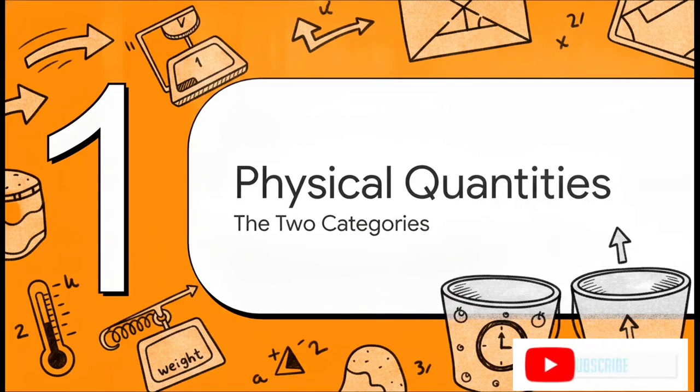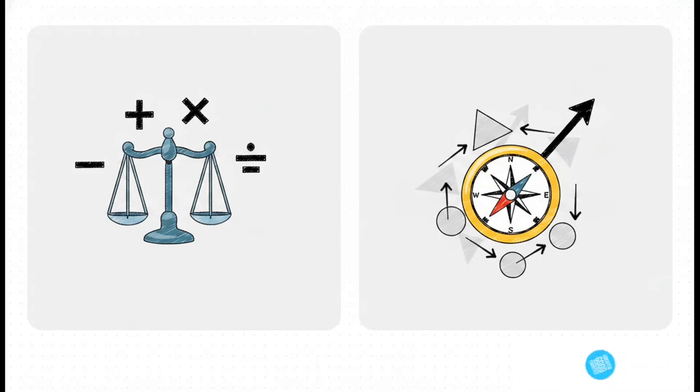All right, section 1, understanding physical quantities and their two main categories. In the world of physics, we measure a whole lot of things, right? Speed, weight, temperature. But to keep things organized, we divide all these physical quantities into two very distinct buckets. On one side, we have scalar quantities. These are completely described by magnitude only, so just a numerical value and a unit. And because they're so straightforward, you can add, subtract, multiply, and divide them using ordinary everyday math.